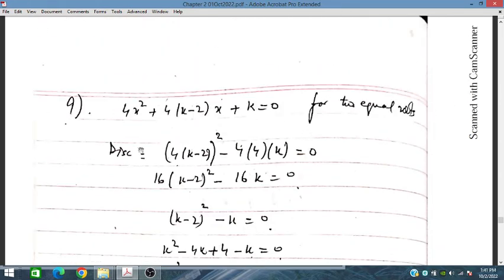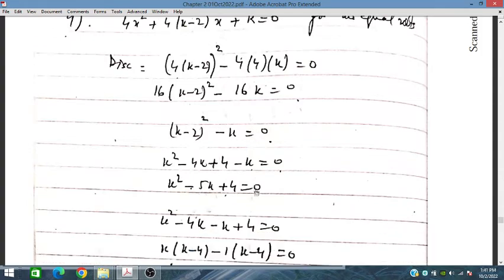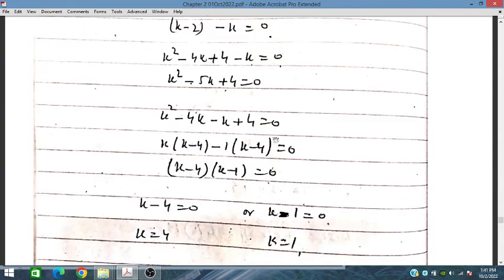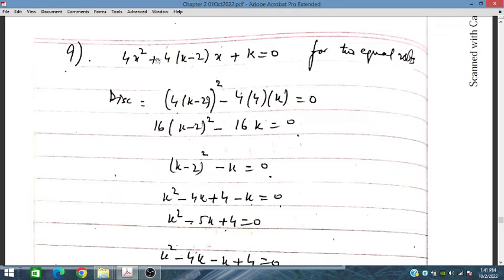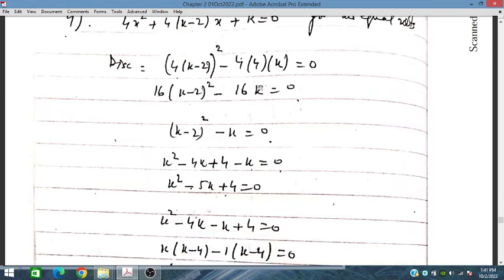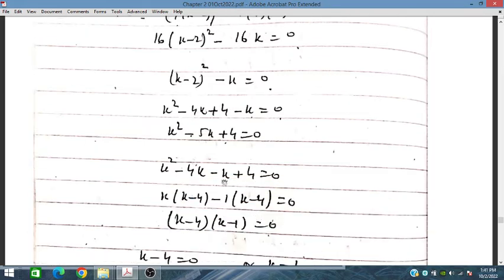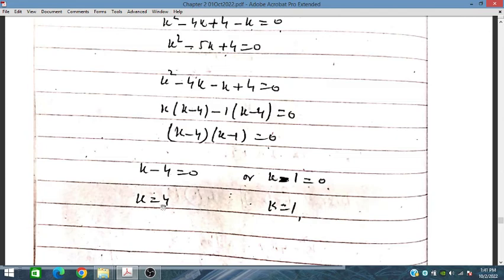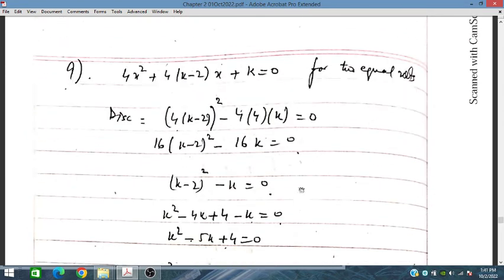Problem number 9. For two equal roots, we have this condition. For the discriminant, this is b square minus 4ac equals 0. We have obtained this solution, and from here we have k equal to 4 or k equal to 1. If we have either k equal to 1 or k equal to 4, we have two equal roots.